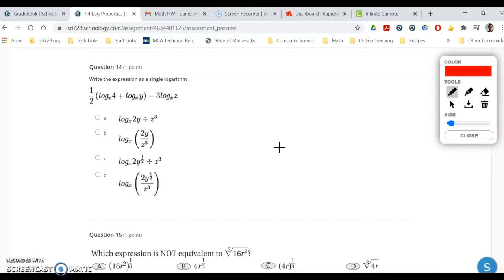All right, this is help with question number 14, homework 7.4, log properties. A couple thoughts right off the bat with it. One, the base is x, which is a little bit goofy, but remember that that really is not going to affect the question. So if you want to ignore that when you're doing your steps and then just know you're going to have a base x in your answer, that'd be a decent approach to it.